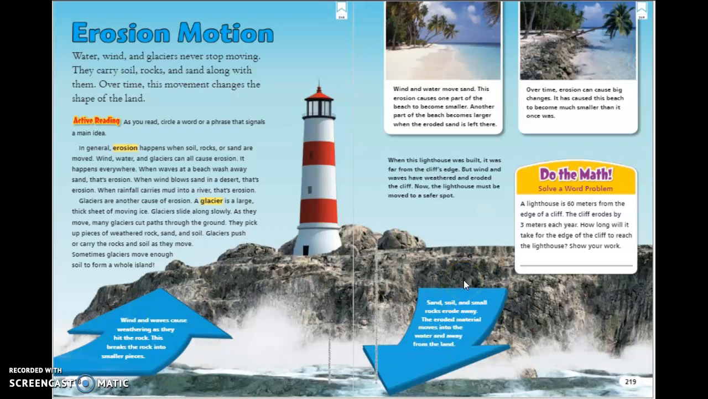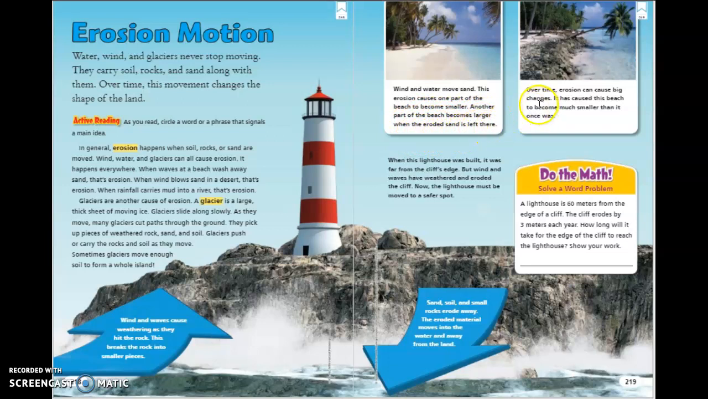Let's look at the first picture caption at the top of page 219. Wind and water move sand. This erosion causes one part of the beach to become smaller. Another part of the beach becomes larger when the eroded sand is left there.